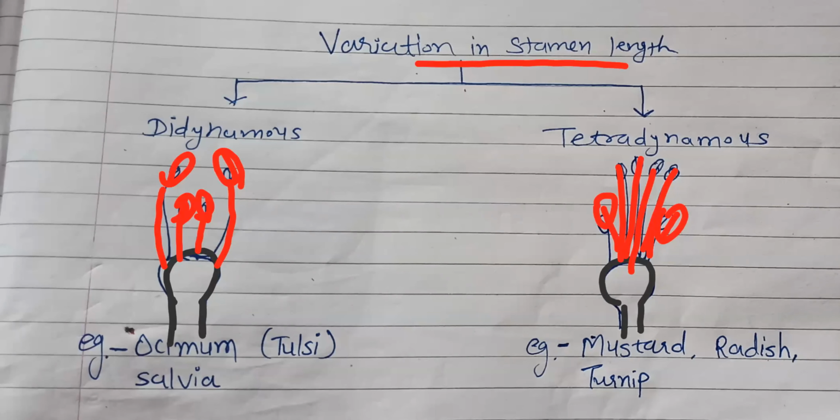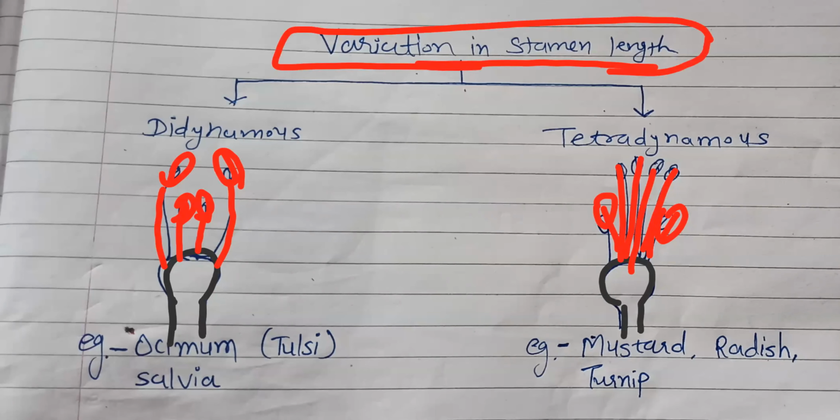So variations in length in some of the flowers, this thing we can observe. And the filament length is changed. Generally, if you observe a flower, all the stamens have equal length. But in some of the flowers, we can observe some stamens have very short filaments, some stamens have very long filaments, like this. So on the basis of that, one classification is given.